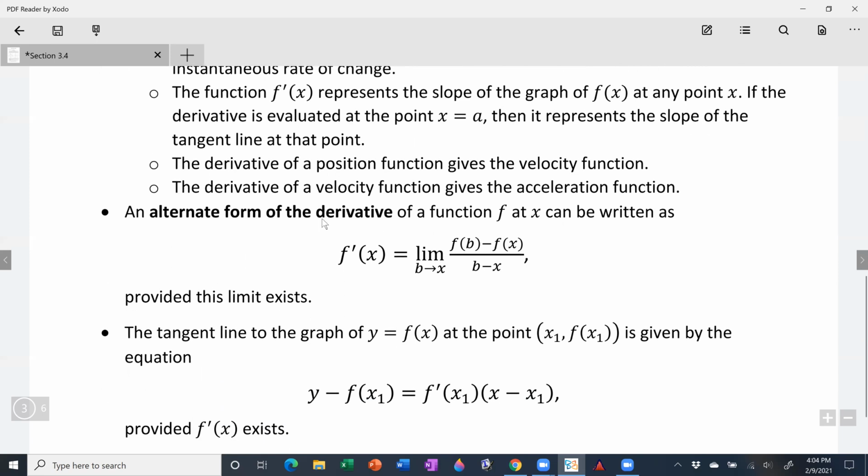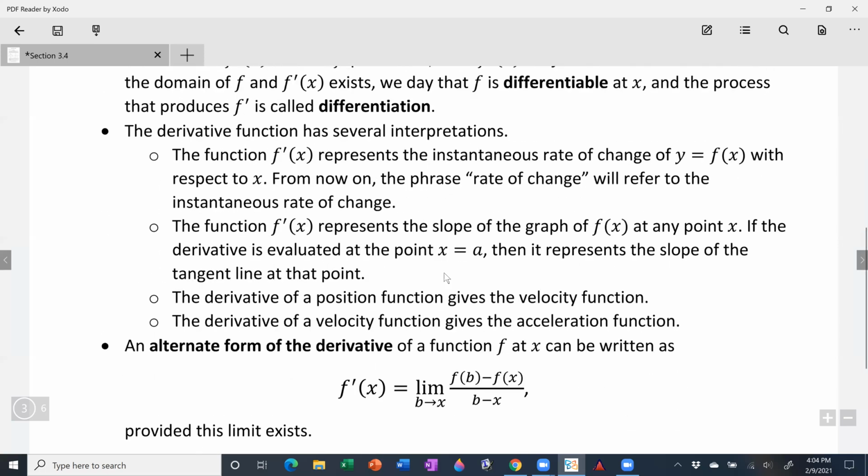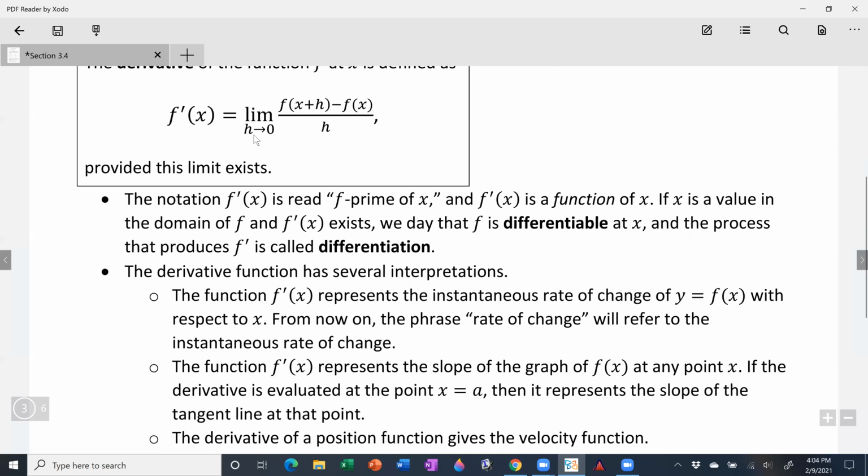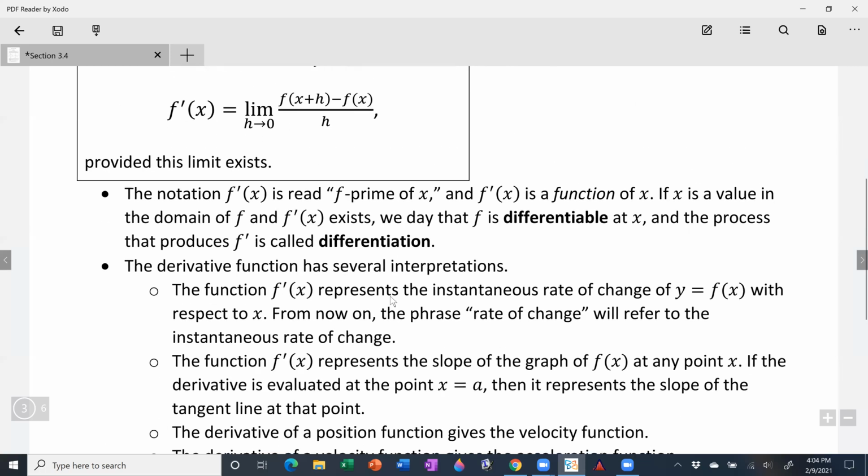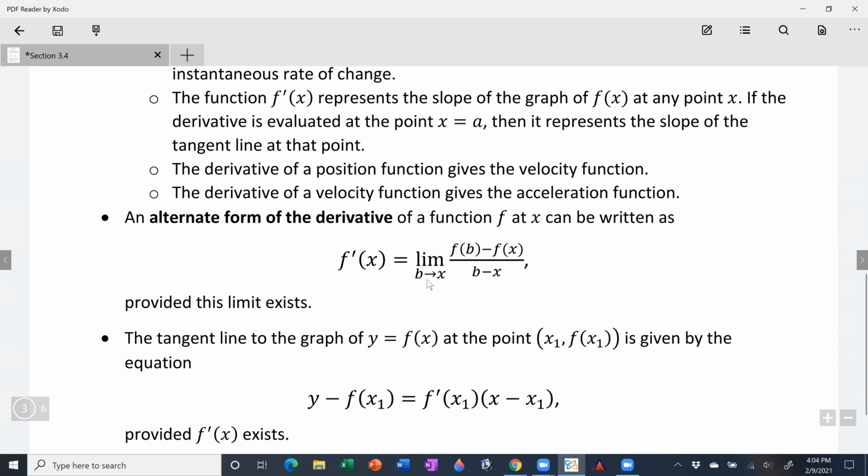An alternative form of the derivative of a function f at x can be written as this. So f prime of x can be the limit as b approaches x of f of b minus f of x over b minus x. Simplifying this is a little different than the h version, because there is some extra factoring and canceling that we might need to do. I always prefer to use the h definition. This is the one that I always prefer to use, but here's an alternative form just for your information.